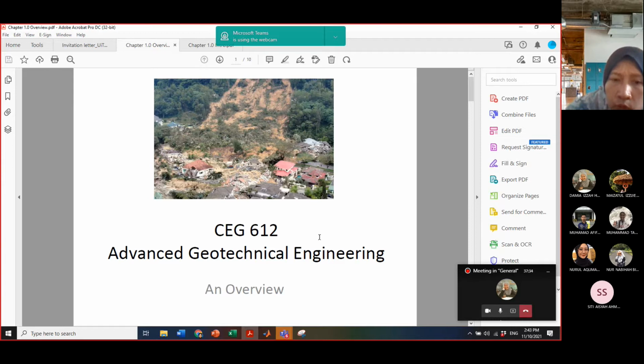This is an overview about the advanced geotechnical engineering. Okay, dah nama pun advanced kan, something that is more additional lah compared to geotechnical engineering CEG 561. So I think that all of you have passed CEG 561. That's why you can register to this course.